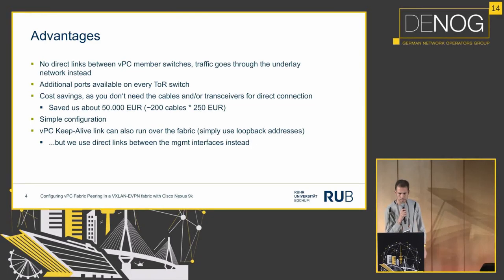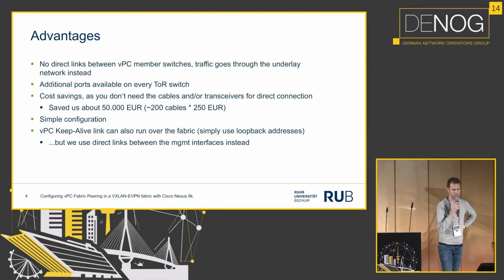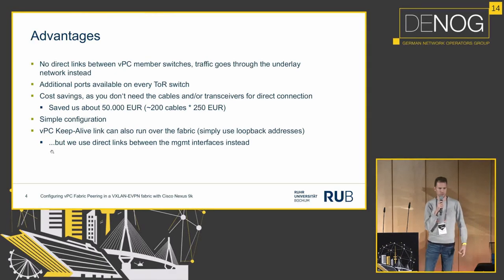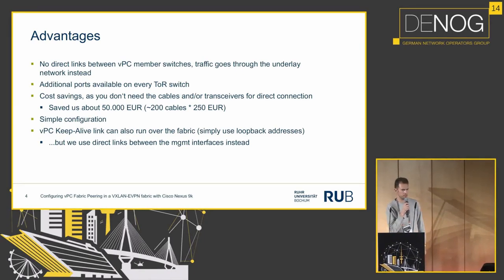So it's not new anymore. It has some advantages. The first advantage is you don't need the direct links, and therefore you save the additional ports on the switches. And you save a lot of money, especially if you do it with 200 switches. You would need 200 cables. That saved us 50,000 euros. So the configuration is easy, as we can see later. And you can go a step further and do the vPC keep alive link that you need for failover scenarios also over the fabric. But we didn't do that.